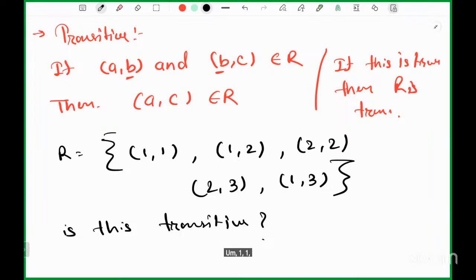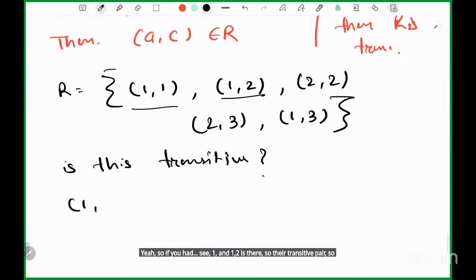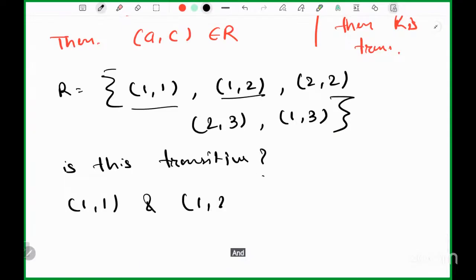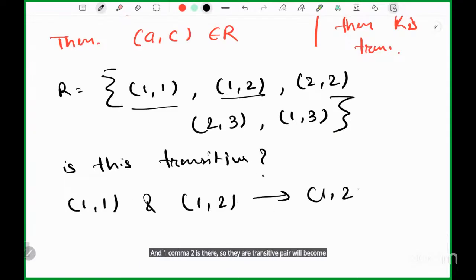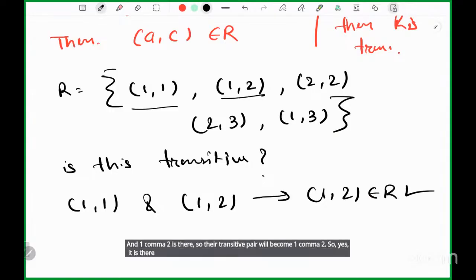Can we tell 1, 2 is there? If 1 comma 1 and 1 comma 2 are there, their transitive pair will become 1 comma 2 only. So yes, it is there, so that's true. For these two pairs, we don't need to check.